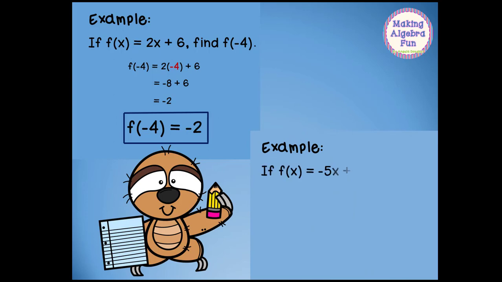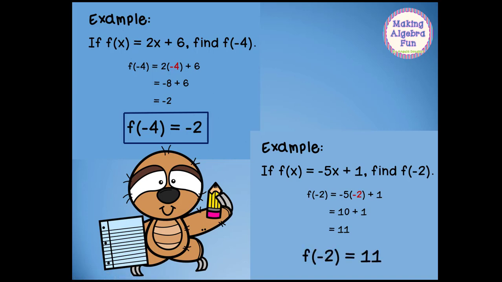Here's another example. Replace your x's with negative 2. We're going to do our work over here on the right. Multiply first, that's 10, and add 1 to get 11. So when x is negative 2, the function has a value of 11.